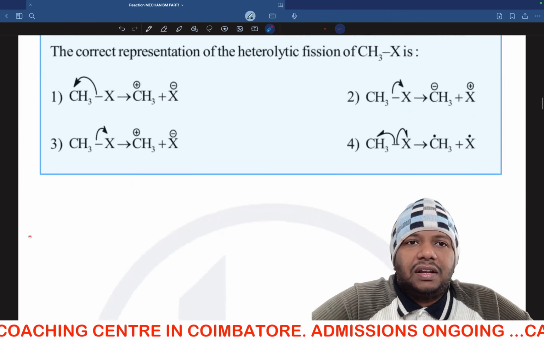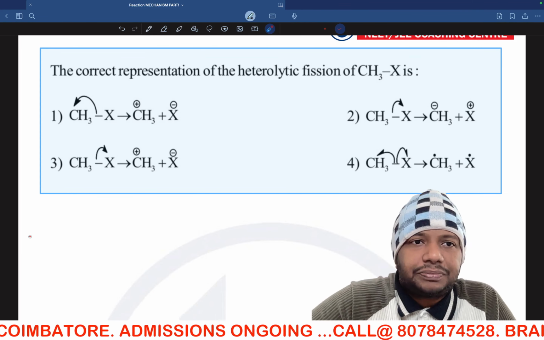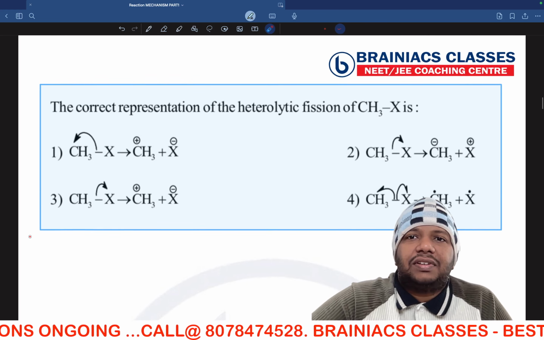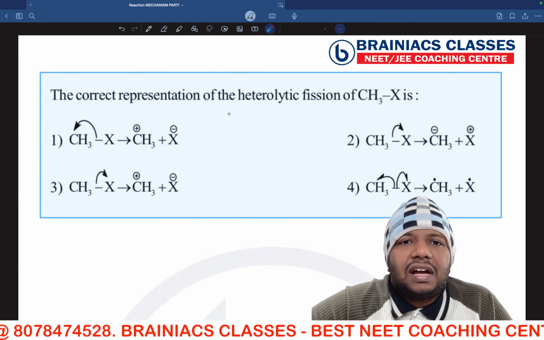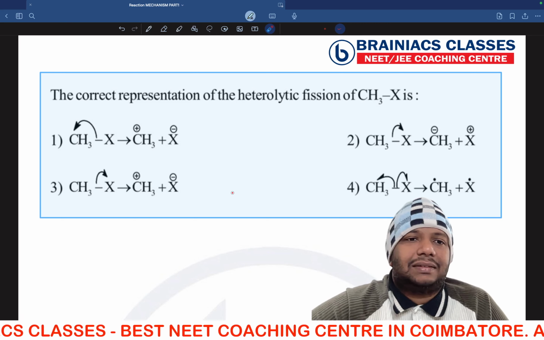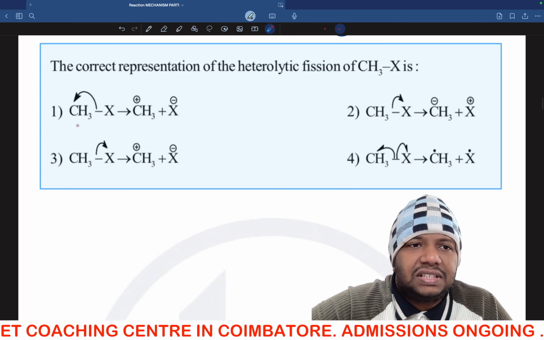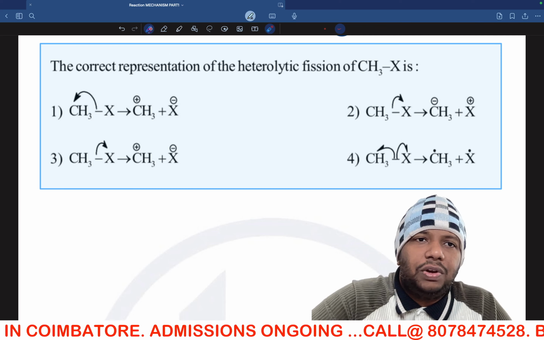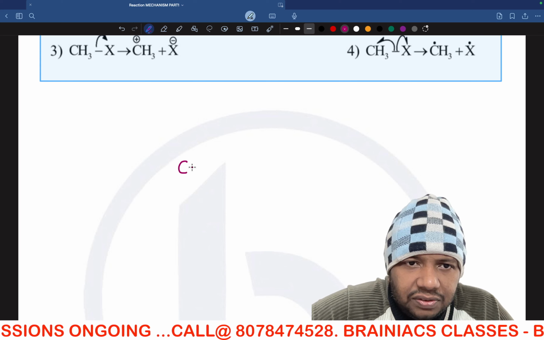Now let's go to some other questions. Here you can see, what they are asking here is, okay, this is the next type of question. They are asking, the correct representation of the heterolytic fission of CH3X is. This is what they are asking. Okay, so you can see here CH3X is this one. So its correct representation is asked. So how can we do this question, sir? Very simple.